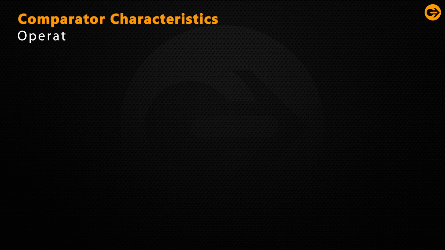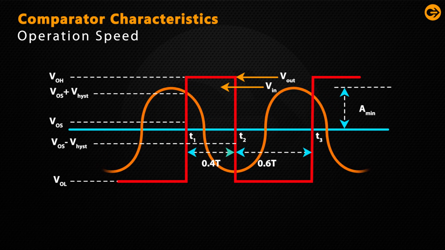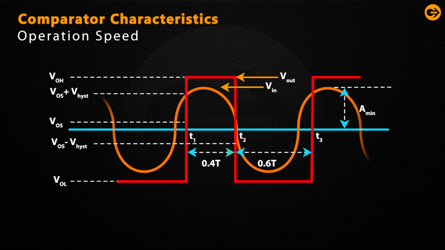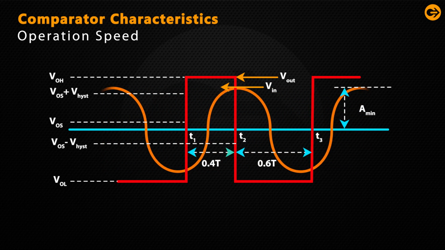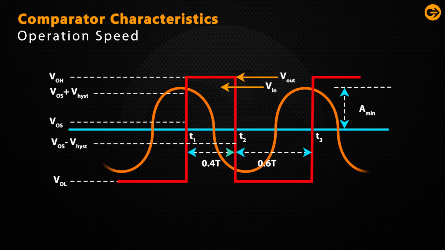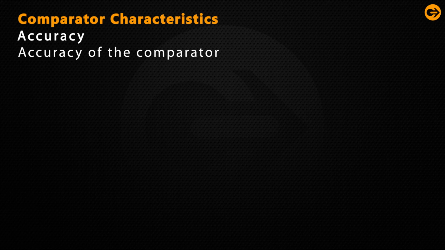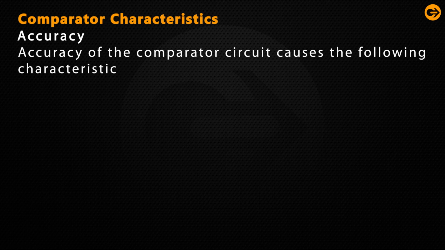Now, we will talk about the comparator characteristics. The first characteristic is operational speed. According to the change of conditions in the input, the comparator circuit switches at good speed between the saturation levels and the response is instantaneous. The second characteristic is accuracy. The accuracy of the comparator circuit causes the following characteristics.